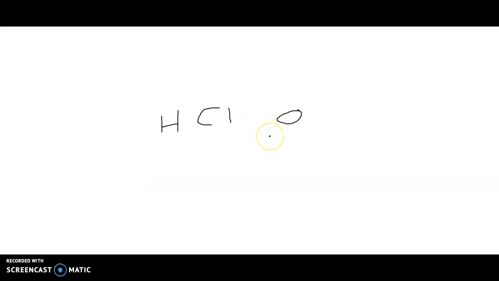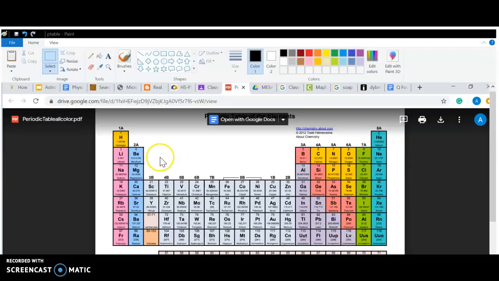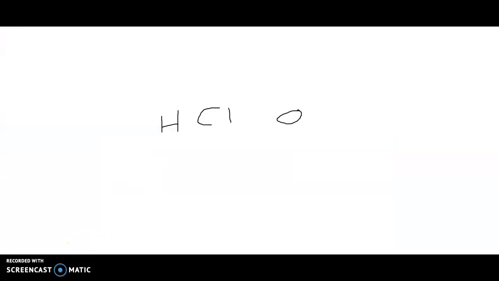Okay, so let's look at this in terms of how many electrons each of these atoms need. Hydrogen needs how many electrons? 1, right? Because it wants to get 2. How many does chlorine need? 1, right? And how many does oxygen need? 2. So oxygen needs more electrons than hydrogen and chlorine. So we're going to put oxygen in the middle, okay?